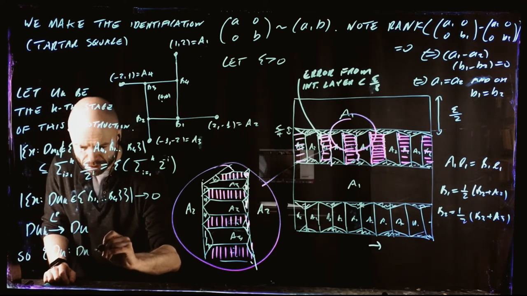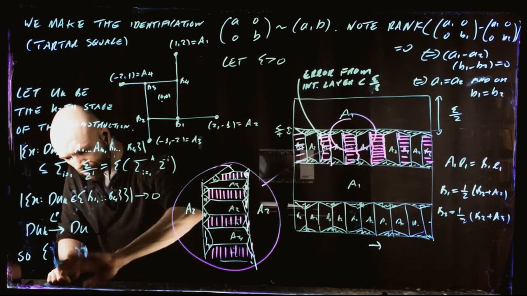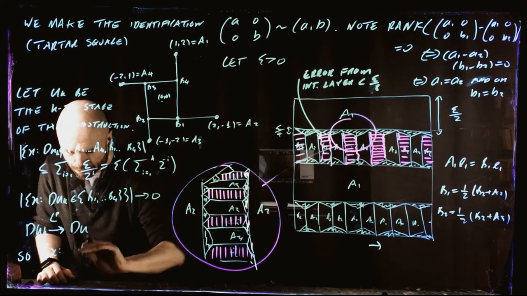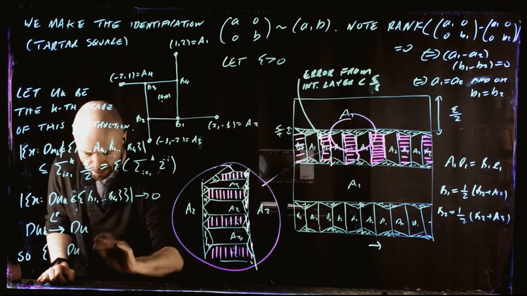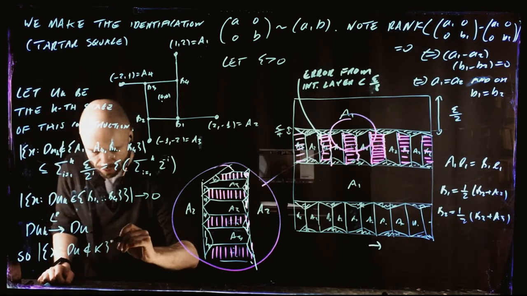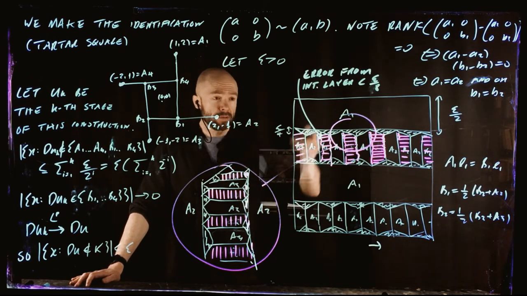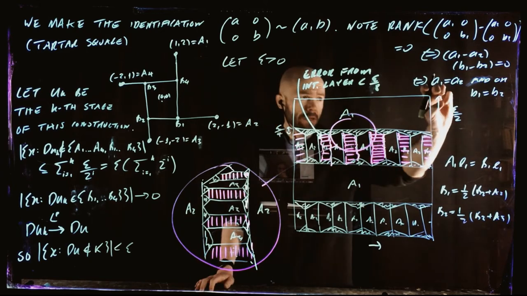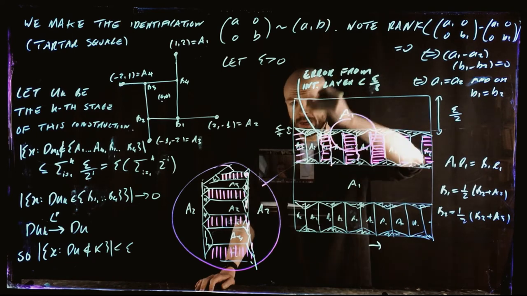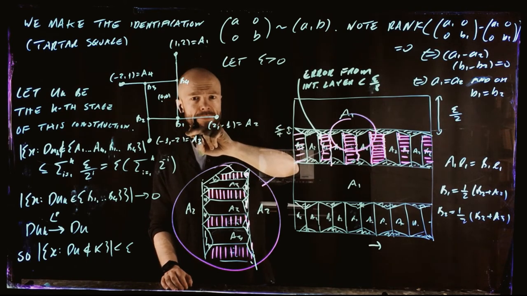So the set of X such that the du of X doesn't belong to K, the measure of this thing is less than epsilon by construction. Yeah? And we also know that this thing is within epsilon of the initial affine boundary condition that we set up, well, the initial linear combination between A1 and B1, right?